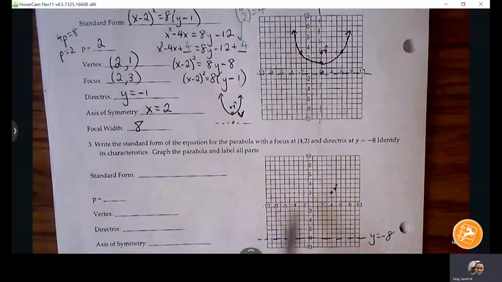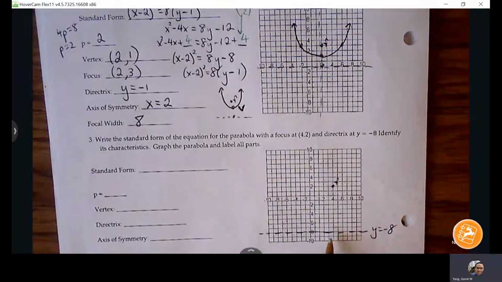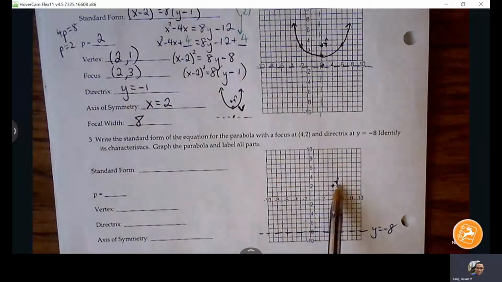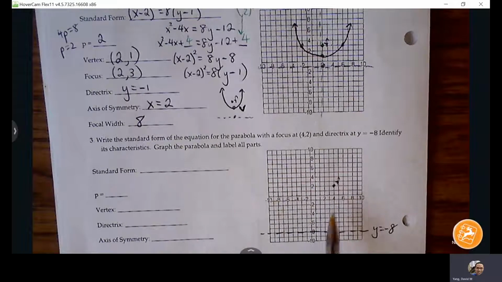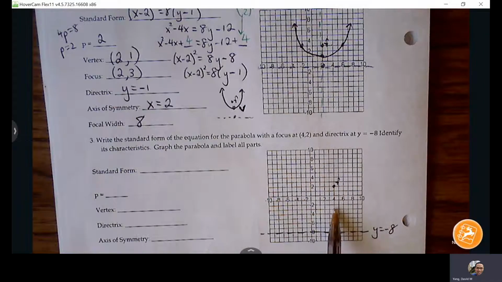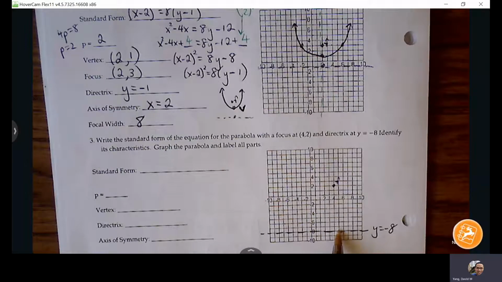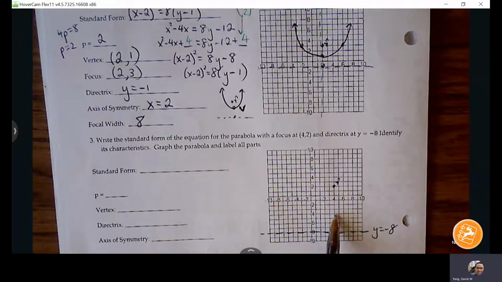So look at number 3 here. If I only have the focus and the directrix, how can I find the p-value and the vertex? The vertex is going to be in the middle. So if you can count that distance, figure out what the center is, the middle between the dotted line and the focus, that'll be your vertex. And you can count the distance from vertex to focus, that'll be your p-value. And also you can have an idea how the graph's going to open. It's going to open up.